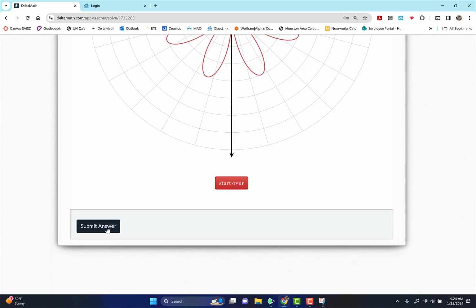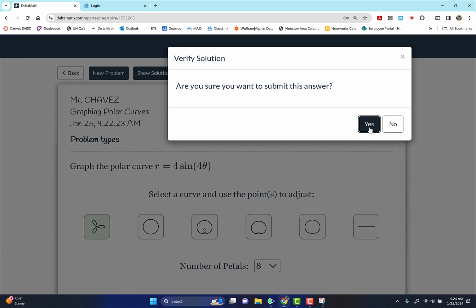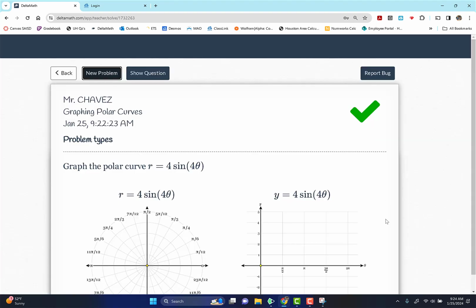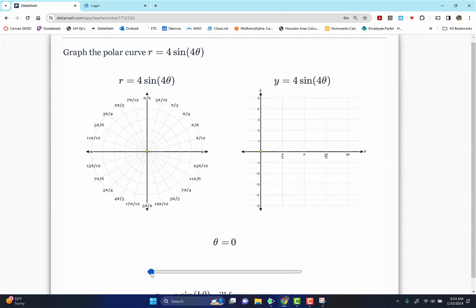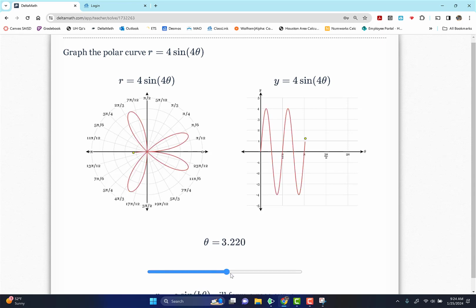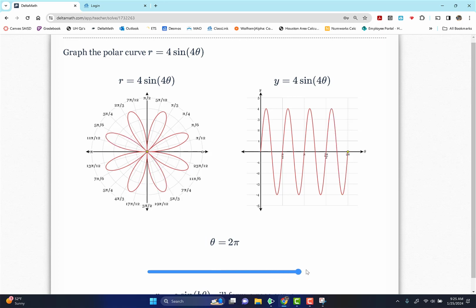And look. See? It doesn't have to be perfect. Matter of fact, mine was off a little bit. But look how it creates all those petals. Isn't that cool?